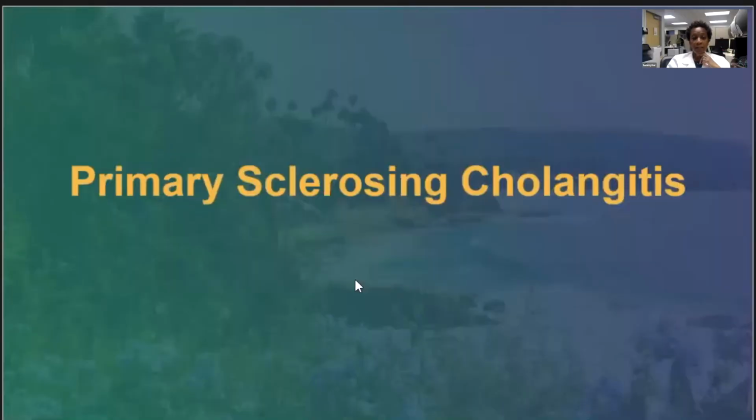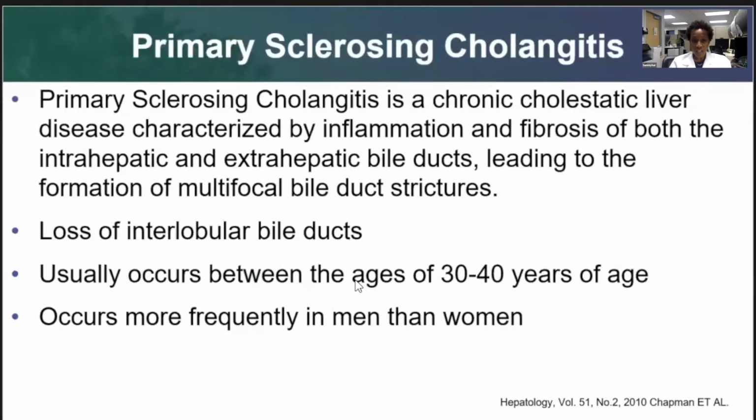Let's start with PSC. Primary sclerosing cholangitis is a chronic cholestatic liver disease characterized by inflammation and fibrosis of both the intrahepatic and extrahepatic bile ducts. This leads to the formation of multifocal bile duct strictures. You also have the loss of lobular bile ducts. Now, this is what I want us to start to remember. The age of presentation is different in these two disease processes. Usually in PSC, the age is earlier, around age 30 to 40, and this disease happens more frequently in the male population.